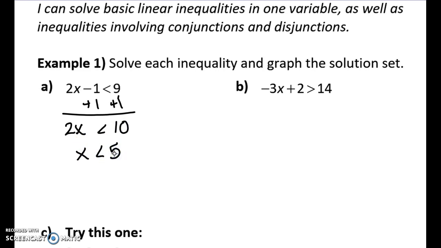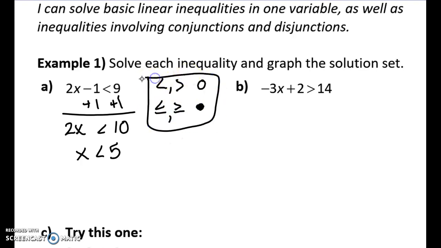Now I'm going to graph this, and we always graph these on number lines. You probably don't remember, but just in case, in Algebra 1, you learned that the symbols less than and greater than are always graphed with an open circle, whereas less than or equal to and greater than or equal to are always graphed with a closed circle. So just keep that in mind.